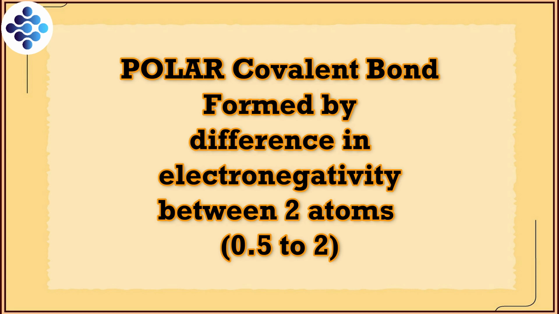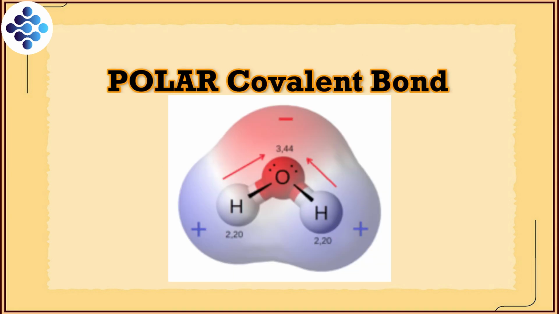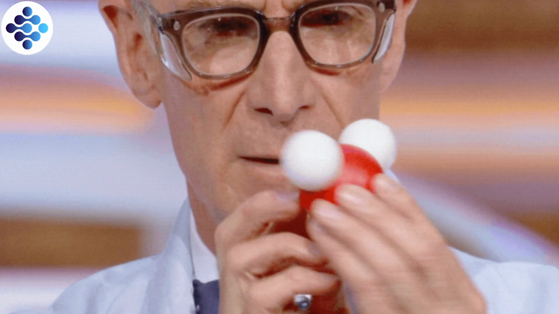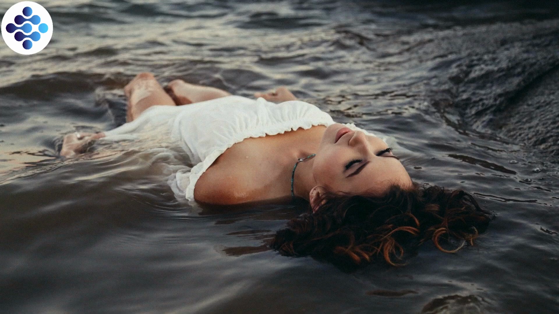When the electron is spending unequal amount of time, then it is called a polar covalent bond. Say for example H2O, it is partially charged because it is a polar covalent bond. Individually weak, but collectively they are very strong, and that is something which leads to surface tension.